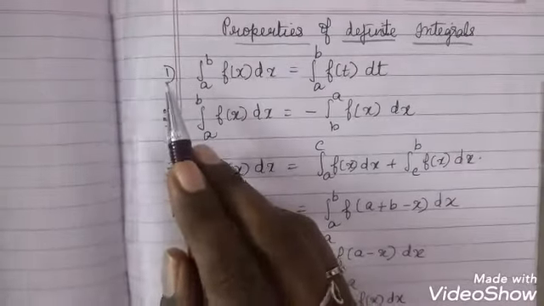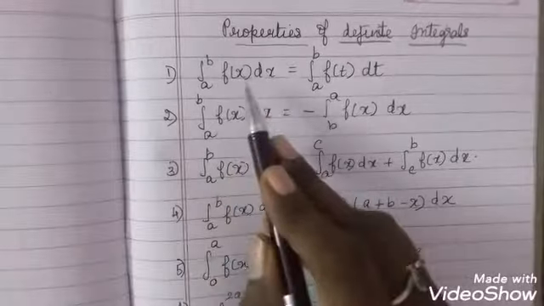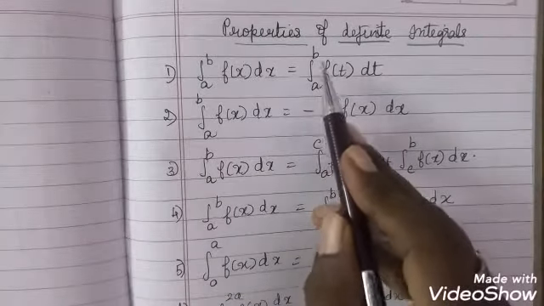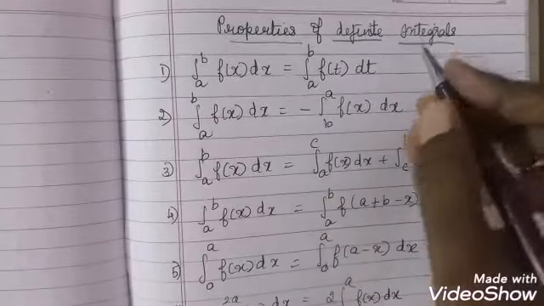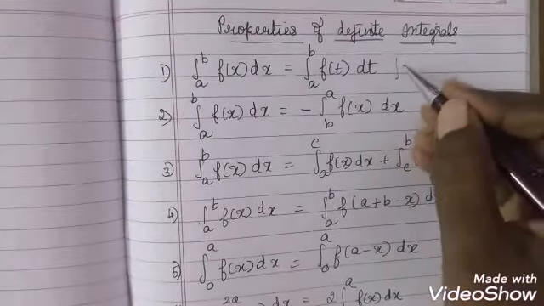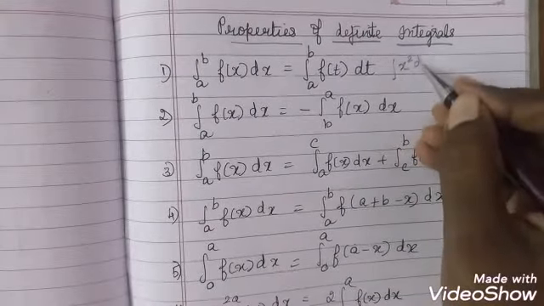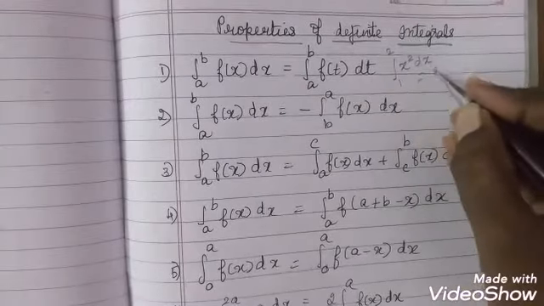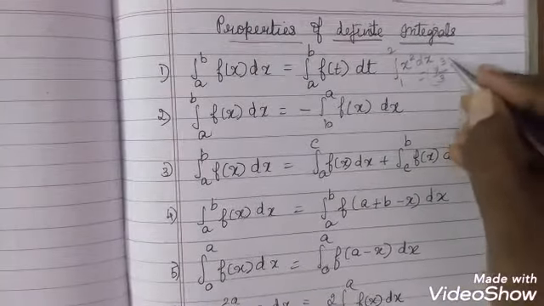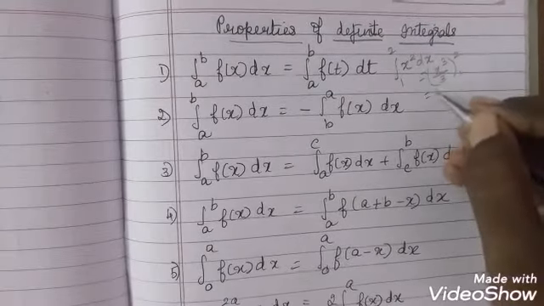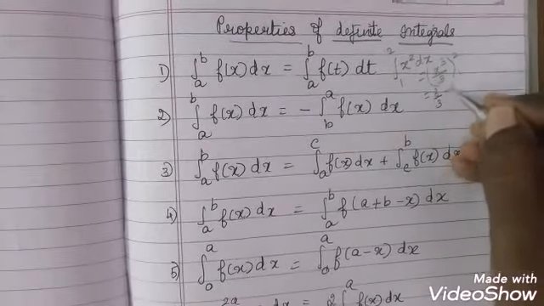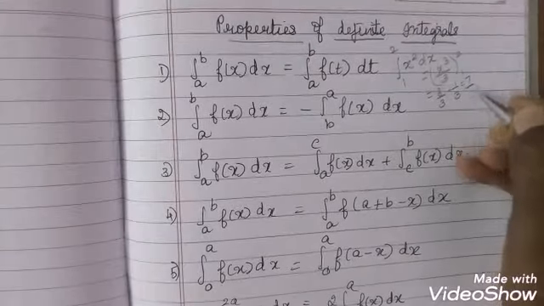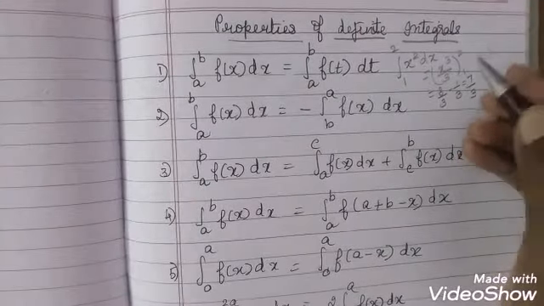The first property is nothing but integral over a to b f of x dx is equal to integral over a to b f of t dt. So what is the meaning of it actually? Suppose I have integral over x squared dx over the limit 1 to 2. When you integrate it, what will I have? It's x cube by 3 over the limit 1 to 2. It's 8 by 3 minus 1 by 3, that's nothing but equal to 7 by 3. This is what you get.